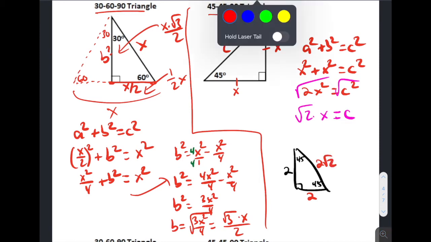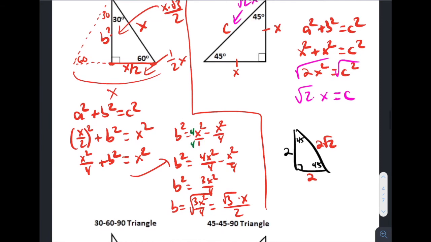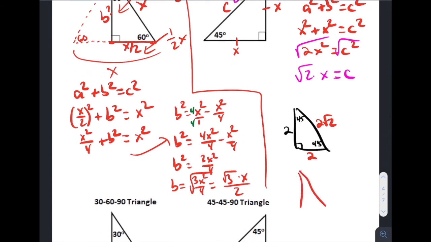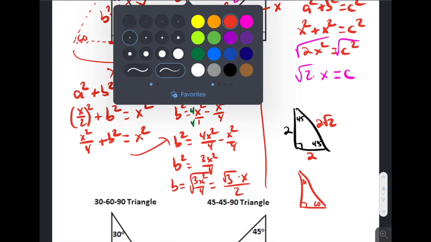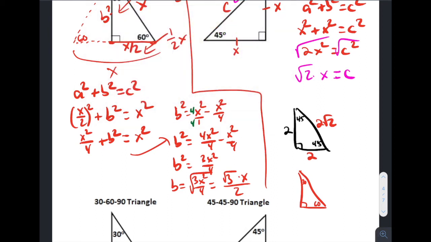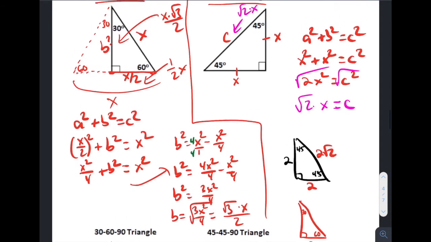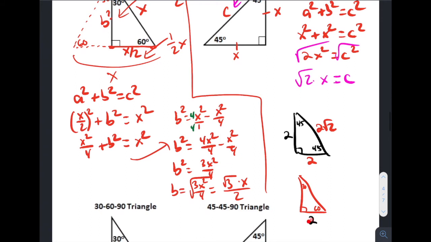We can do similar ideas with these 30, 60, 90 triangles. You know, for example, if they gave you a triangle like this, and here's your 30, here's your 60, here's your 90. If we knew, for example, that this side down here is 2, then we know that whatever this is, right, this is half of whatever this is, which means that if this is 2, this has to be 4 up here.